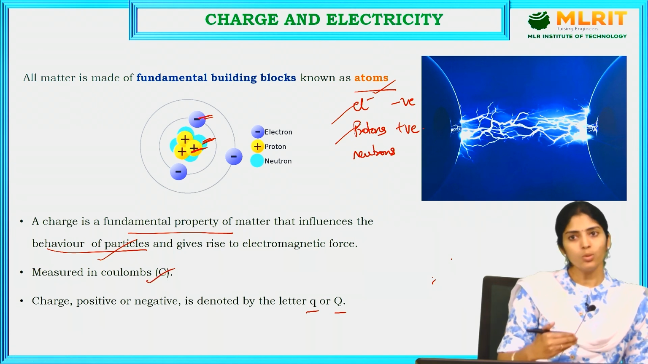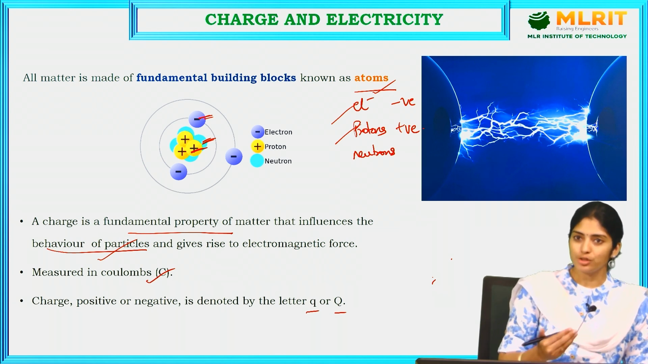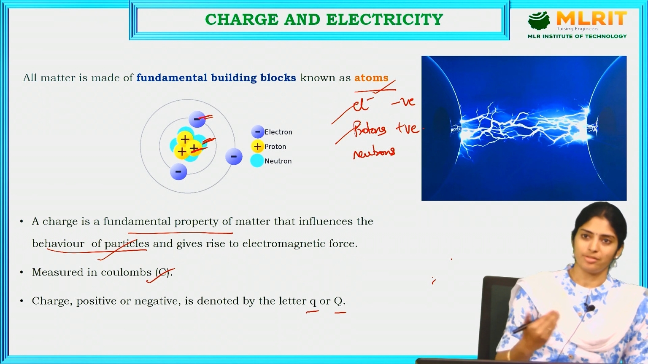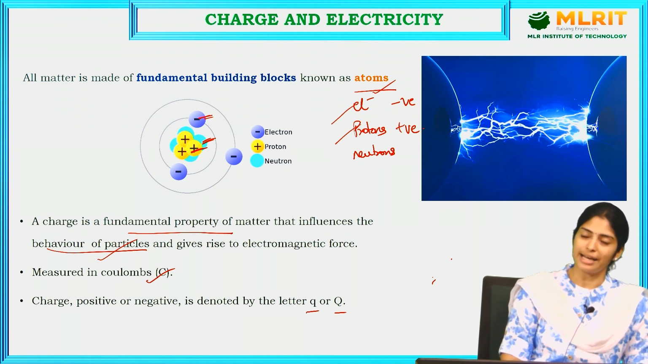Now coming to electricity. What is electricity? The flow of electrons is called electricity. We can say that the flow of charge is called electricity.